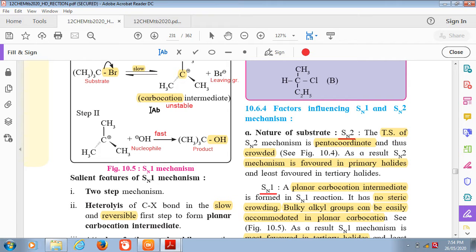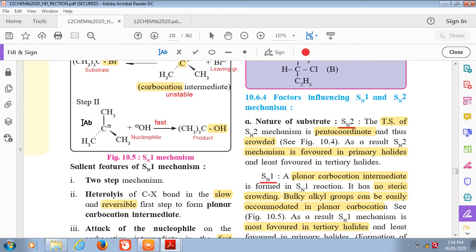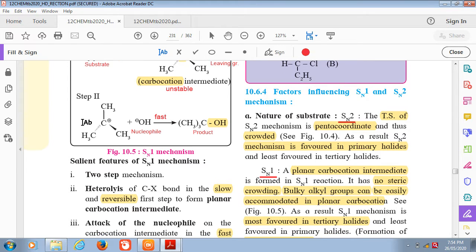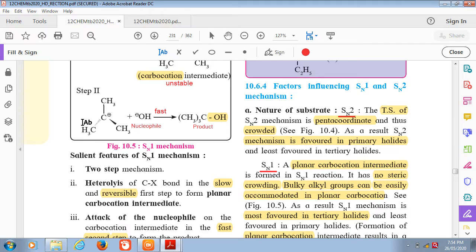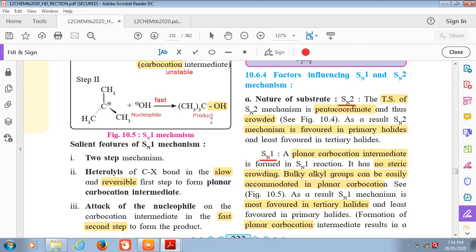If you observe this carbocation intermediate, it is planar. All the three CH3 groups and the carbon carrying the positive charge are in the plane. So it is planar. Then in the next step, the second step, the attack of the nucleophile on the carbocation is a faster one. Why? Because the unstable species is there and OH minus can easily attack from both sides, front side as well as back side, to give the product.